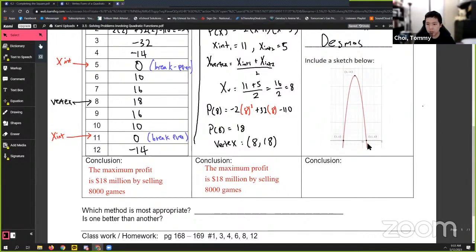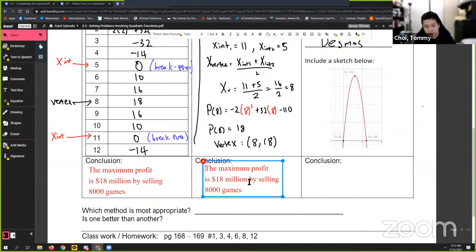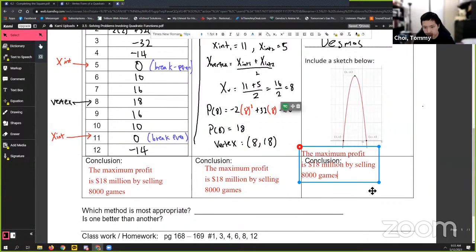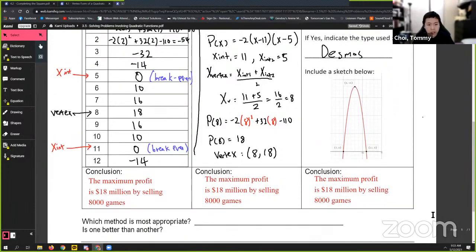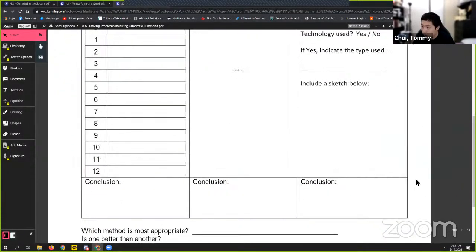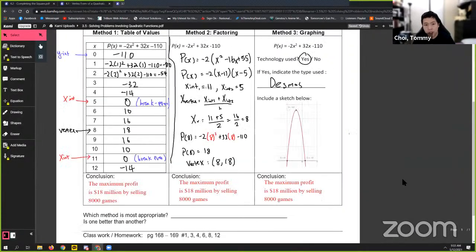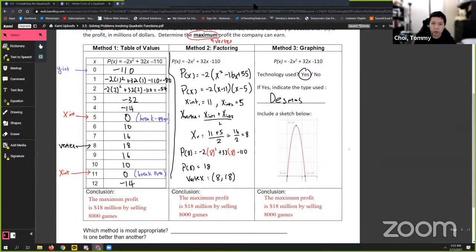But I'm going to put this one because this is nice. And of course, the conclusion is exactly the same, right? Maximum profit is 18 million. Nothing changes there. So then the question is, which method is most appropriate? Is one better than the other? Personally, or actually, let's do a quick vote.